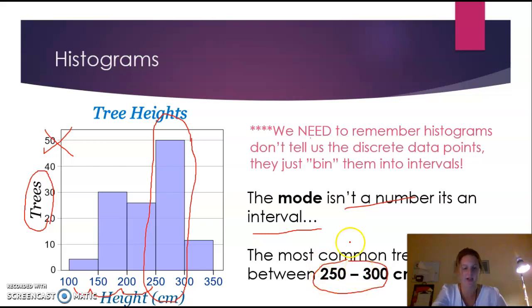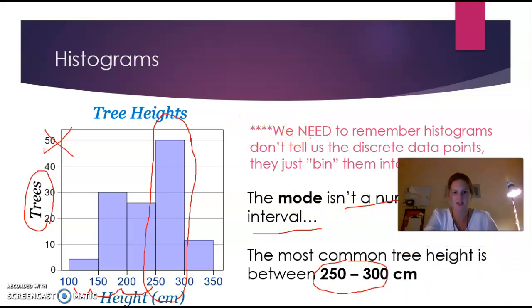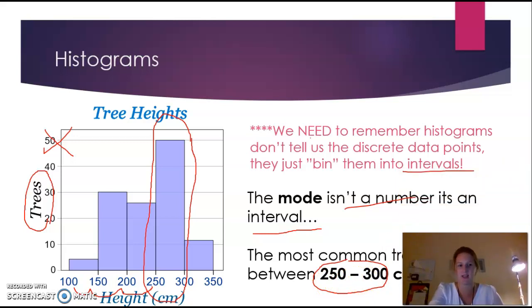Between 250 and 300. And you need to remember to write that as an interval. With histograms, your answers are going to be intervals, not discrete numbers. Okay? Totally fine, totally acceptable answer on a quiz. You'd say the most common tree height is between 250 and 300 centimeters. Modes from a histogram, again, just find the peak. Peak is right here. Between 250 and 300.